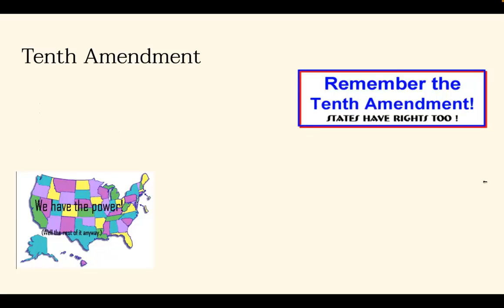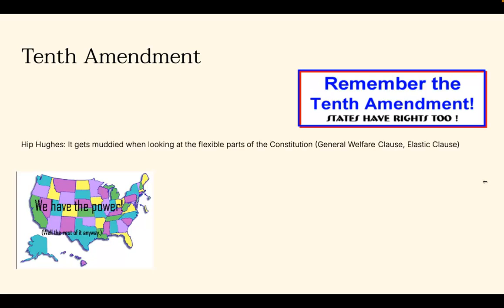Beginning with the 10th Amendment, it establishes that any power not explicitly given to the federal government or withheld from the states are reserved for those respective states or the people. And something that really interested me was from the Hip Hughes video that it gets muddied when looking at the flexible parts of the Constitution, such as the General Welfare Clause and the Elastic Clause.